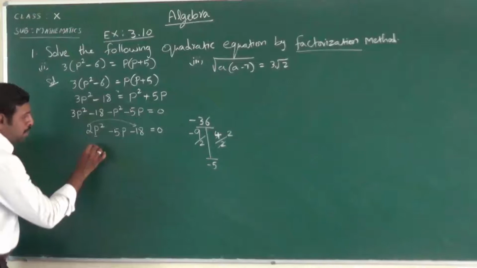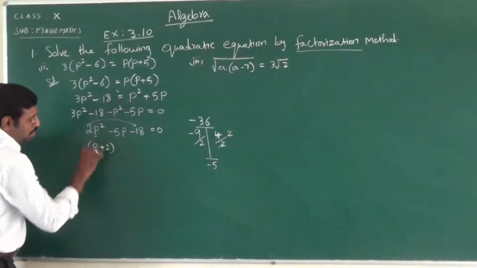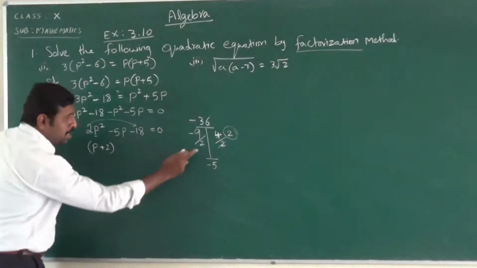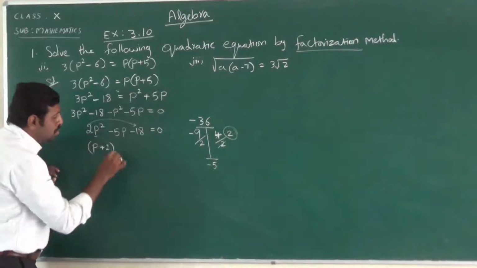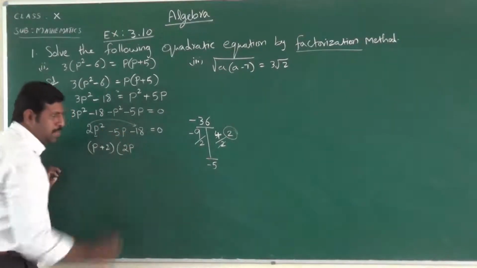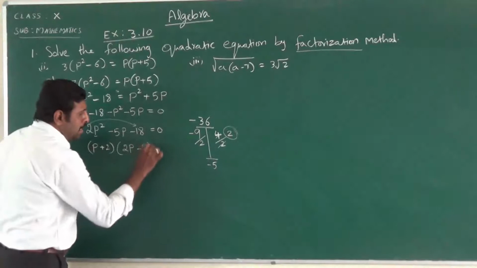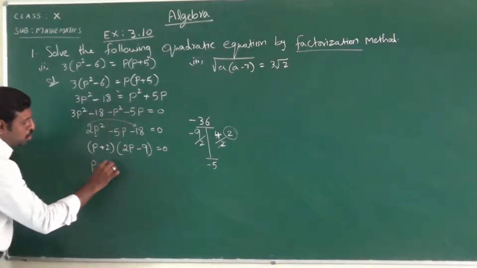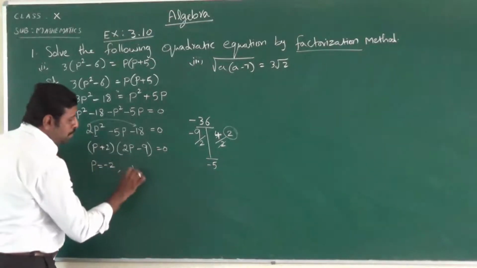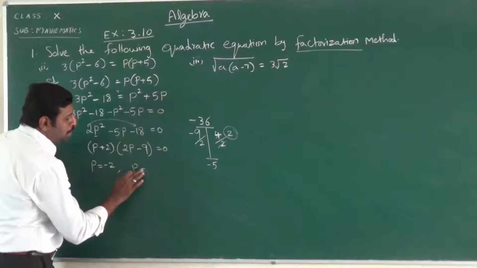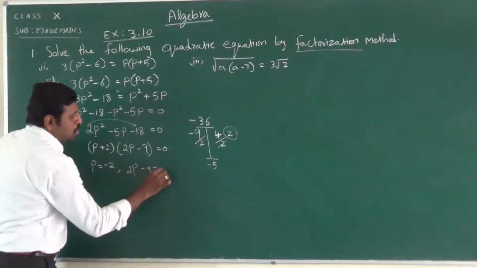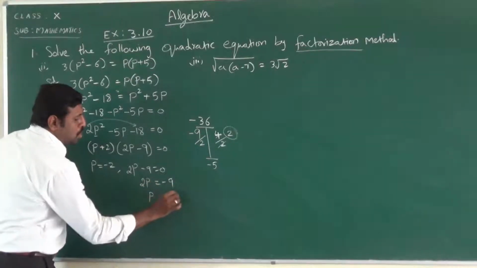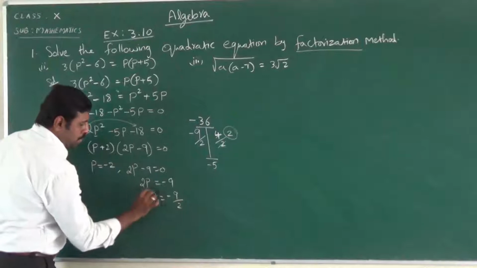If you divide, we get 2 here. Then the factors are p + 2 is one of the factors, that is p + 2. Here we have minus 9 by 2. This factor, the denominator is changed into the coefficient of the p. So 2p minus 9 is equal to 0. Then the roots are p is equal to minus 2 is one of the roots, and then 2p minus 9 is equal to 0, then 2p is equal to minus 9, then p is equal to minus 9 divided by 2.